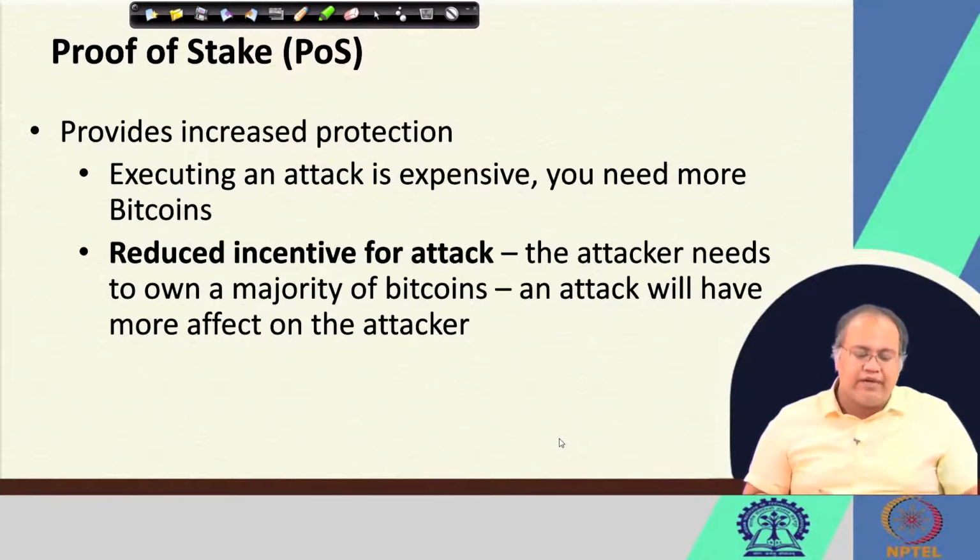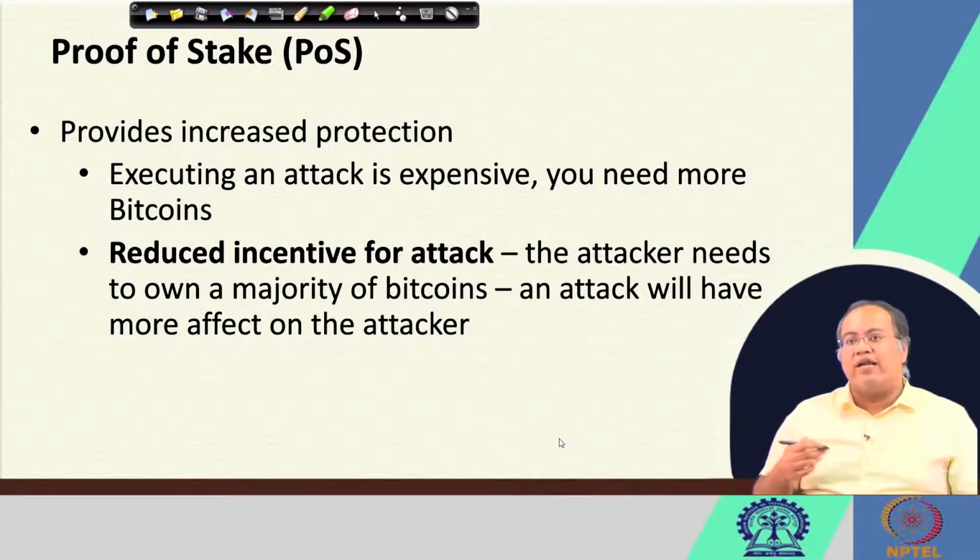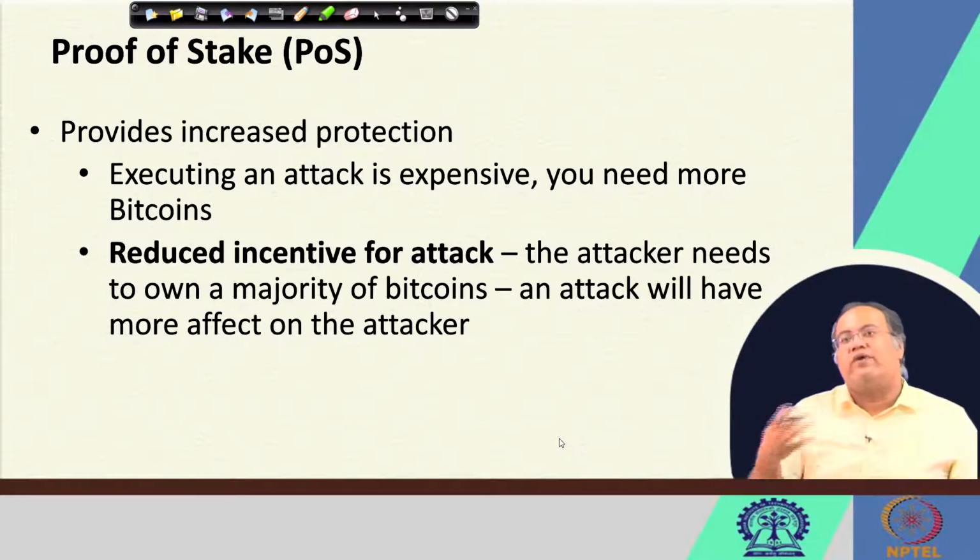So this proof of stake provides increased protection compared to proof of work. First of all, executing an attack is expensive, because to execute an attack you need a larger amount of Bitcoin. Well, because you can only propose new blocks in proportion to the amount of Bitcoin that you hold. Now, to raise an attack you need more Bitcoins, and you also have reduced incentive for attack.